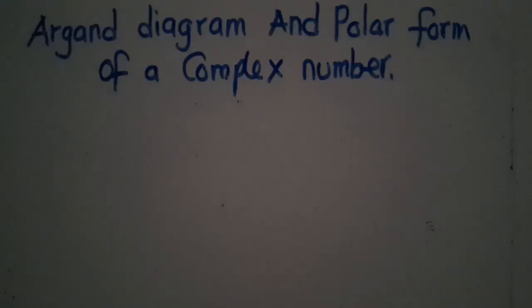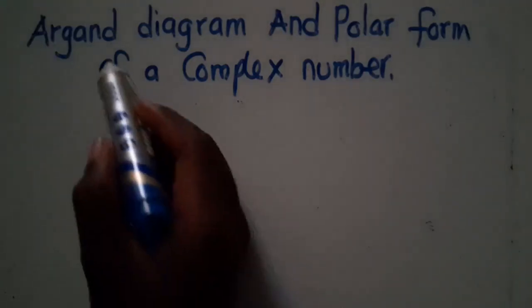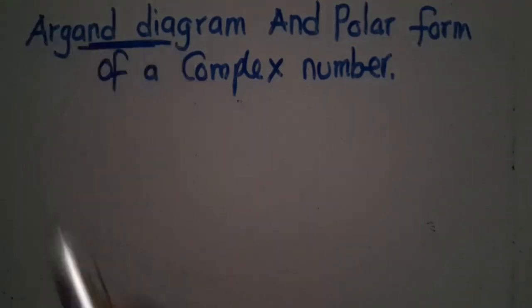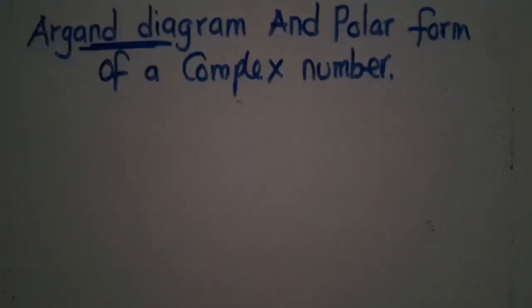We continue with complex numbers. This is a topic that we are dealing with. In today's lesson, we are going to talk about the Argand diagram and the polar form of a complex number. This is what we are going to start with. So as you can see, the first thing that you need to know and consider is the Argand diagram.